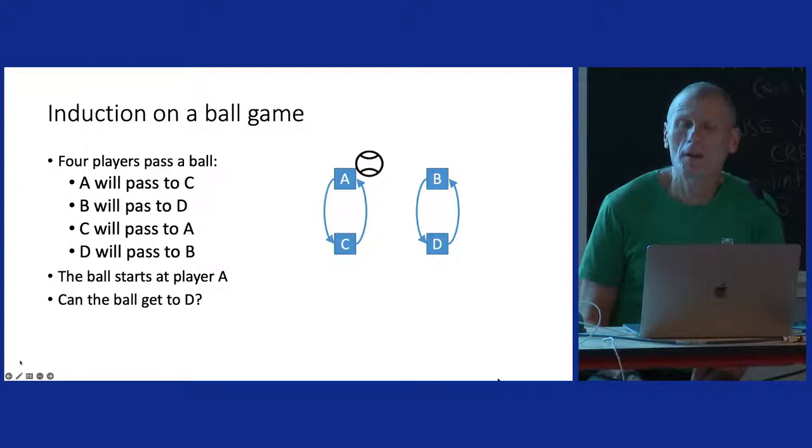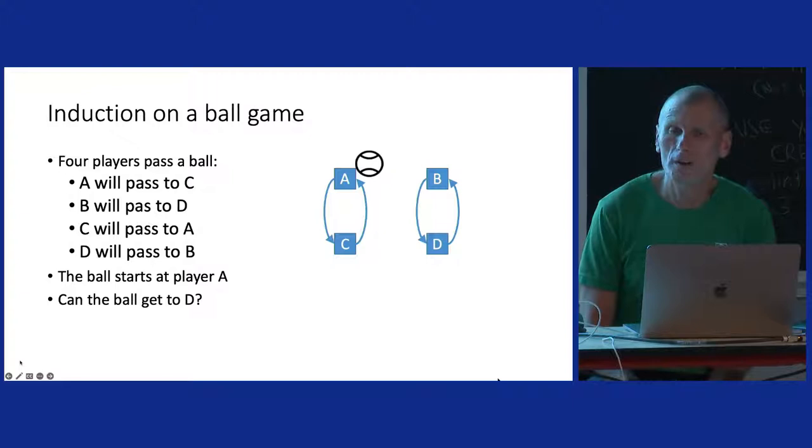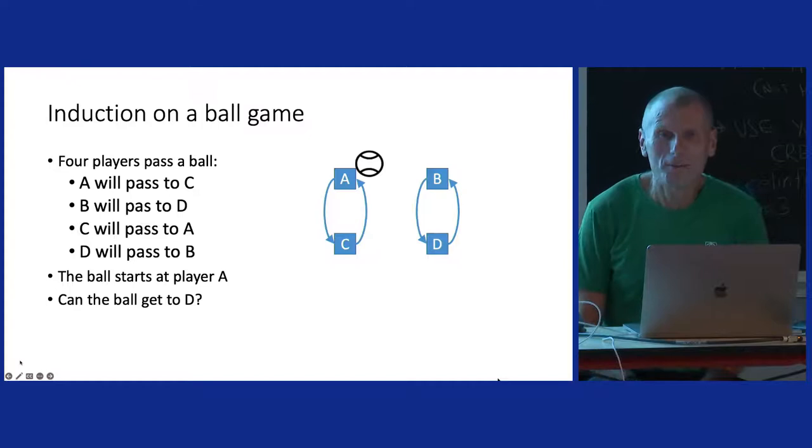It's not Ethereum, it's not Solidity, there are only four players. And you ask yourself, if the ball starts at A, can the ball ever reach D? Tell me. Is it possible for the ball, if it starts at A, to reach D? No. So can you prove this by induction? Is the property that the ball never reaches D inductive? What do you guys think? Yes or no? You want to raise your hand or say?